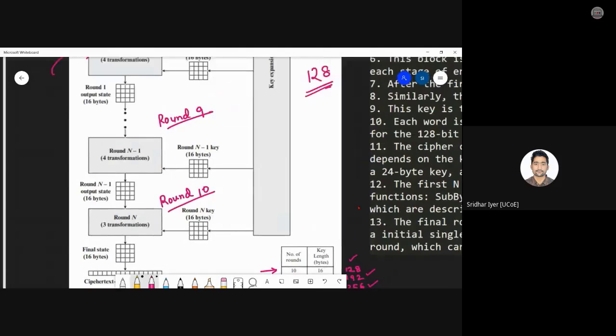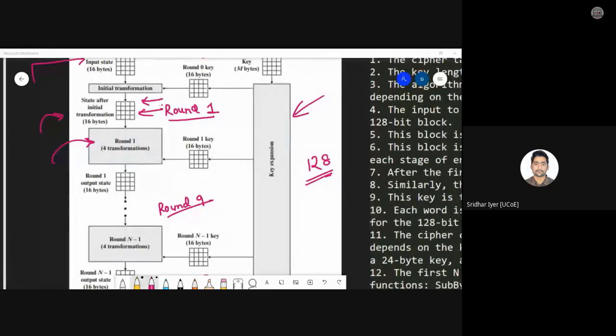Am I clear now? Fine. Do let me know. Give me a thumbs up if it is clear. If it is simple enough to understand, do let me know.